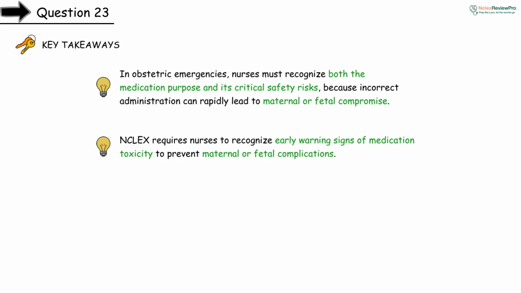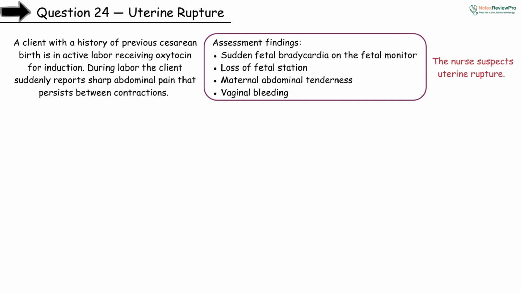Now let's continue building on obstetric emergencies and high-risk interventions. Question 24. Bow tie. All right, let's break this down. We have a client with a history of a previous cesarean birth who is in active labor and receiving oxytocin for induction. During labor, the client suddenly reports sharp abdominal pain that persists between contractions. And now we see multiple concerning findings. Sudden fetal bradycardia on the monitor, loss of fetal station, maternal abdominal tenderness, vaginal bleeding. The nurse suspects uterine rupture.